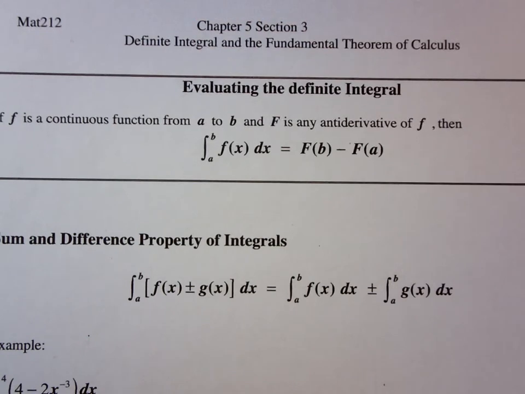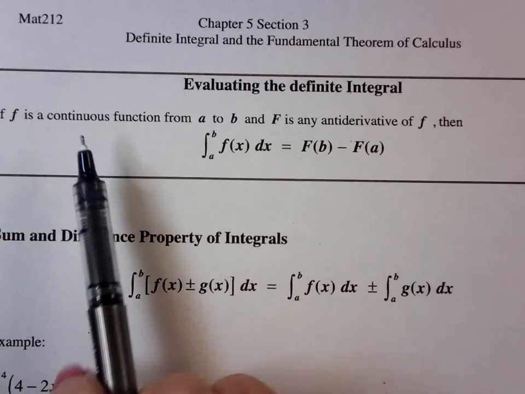This is going to be called the definite integral and the fundamental theorem of calculus. The definite integral provides a number. In 5.4, we'll talk about what that number is, where it comes from, what it means. But this is actually doing a calculation of the integral itself.